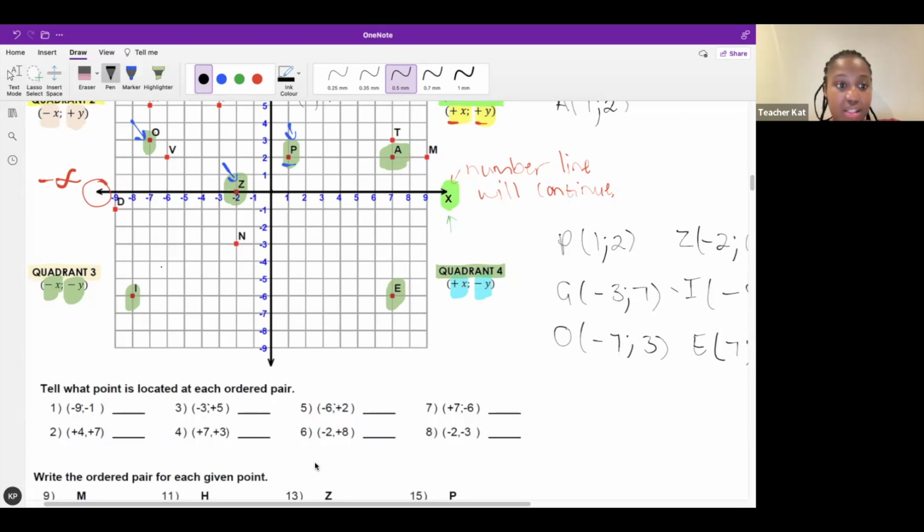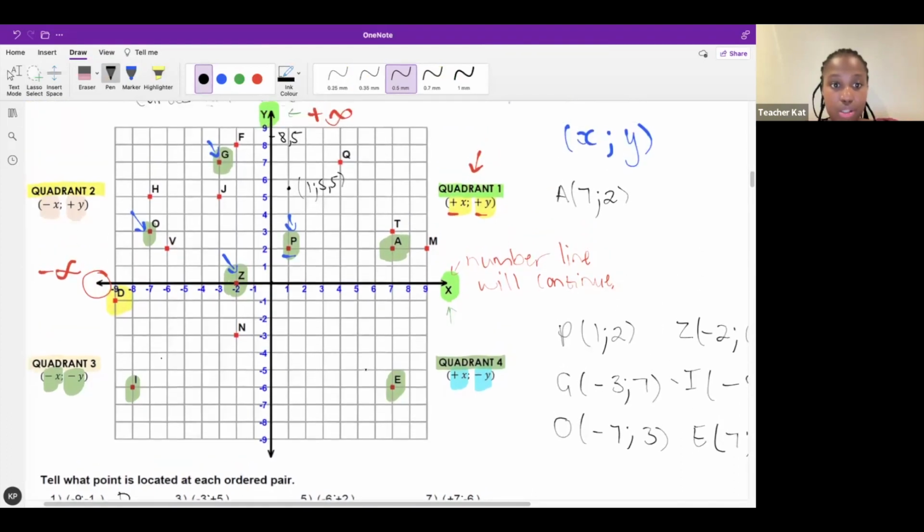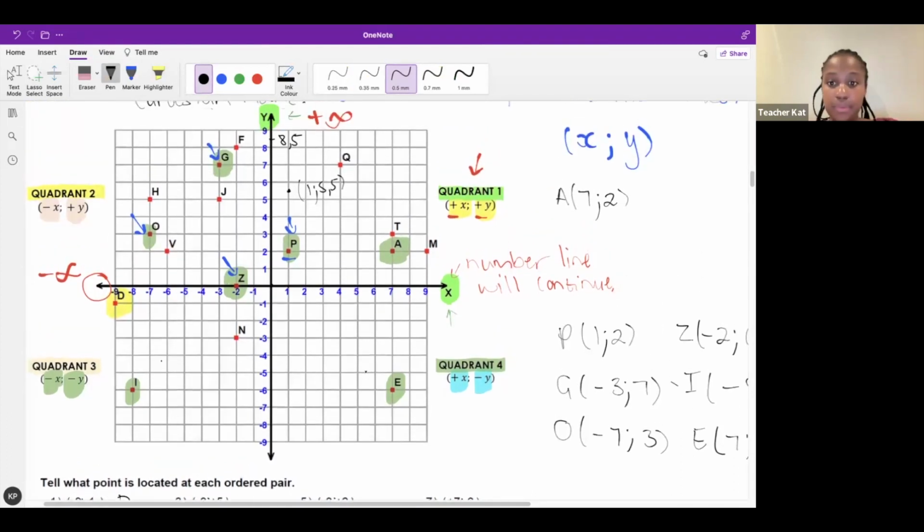-9, -1. Nice, Chedza. That is point D. For those who didn't see it, like me, for a while I was like, what? It's over there. Okay. Next one, -3 and +5. Oh, let me move this up so you can see. Which one is located at -3 and +5? That would be J. Okay.